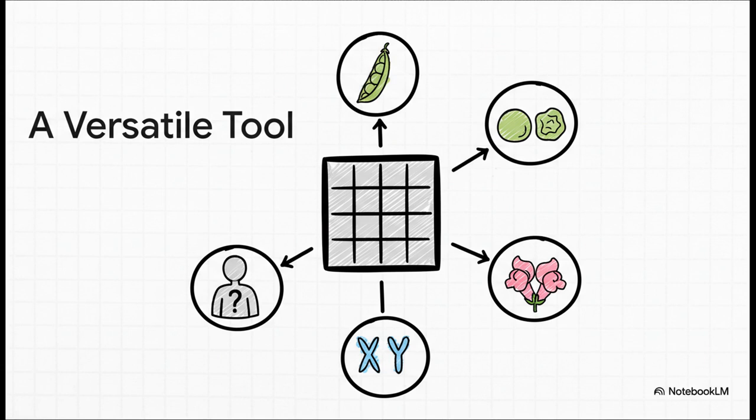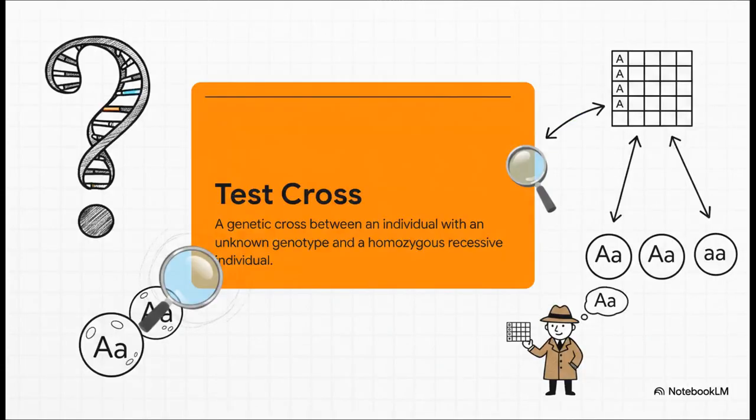But the Punnett square has one more clever trick up its sleeve. You can use it to work backward and solve for an unknown. This is called a test cross, and it's basically genetic detective work. Let's say you have an organism and it's showing a dominant trait, but you have no idea if its genotype is homozygous dominant or heterozygous. You can solve the mystery. You just cross it with a homozygous recessive individual, and the results you see in their offspring will tell you exactly what that unknown parent's genetic code was.